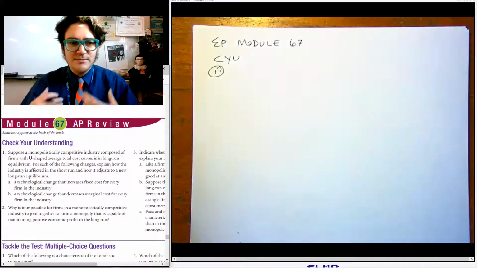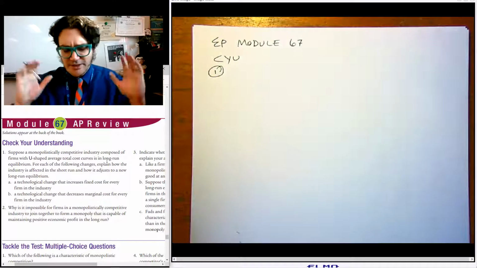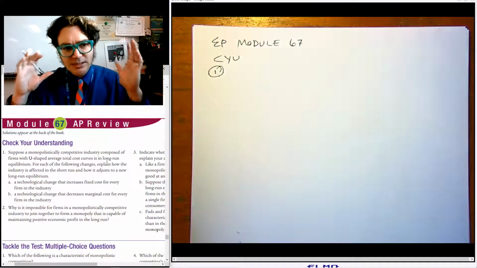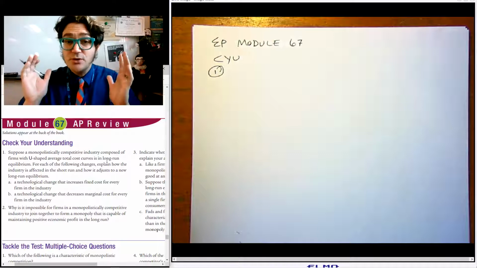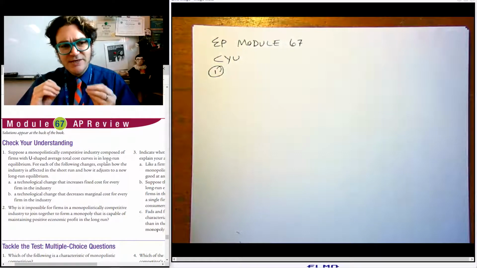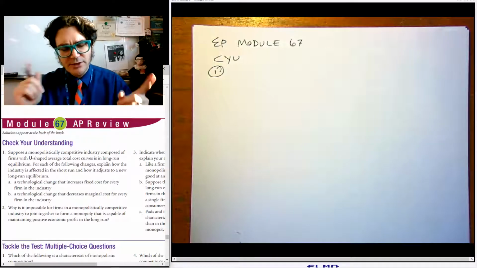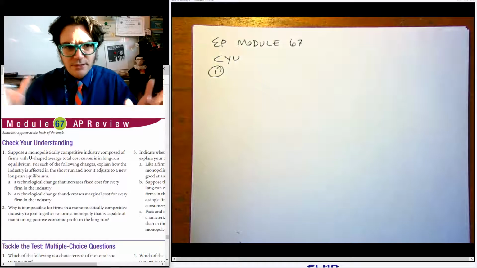Suppose a monopolistic competition industry composed of firms with U-shaped ATC curves. That's what they normally look like, in long-run equilibrium. So that means they're all earning normal profit. For each of the following changes, explain how the industry is affected in the short run and then how it adjusts to a new long-run equilibrium. So how does it move around? That's kind of where we're going there.